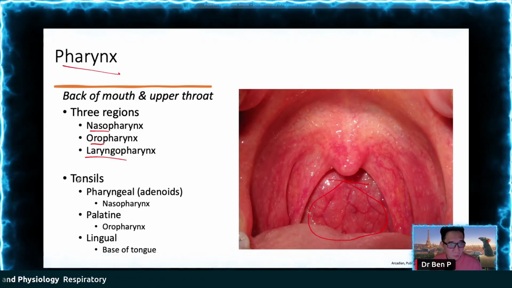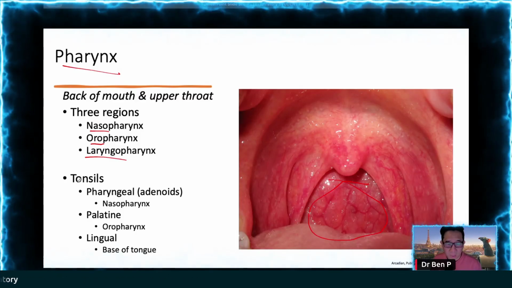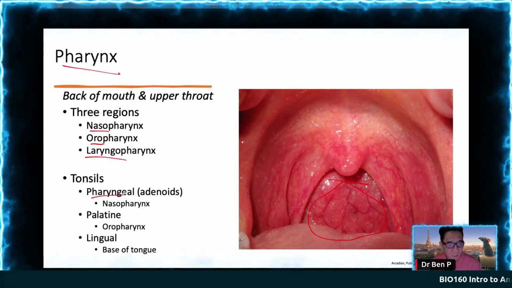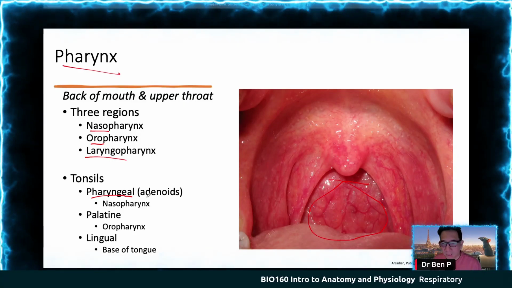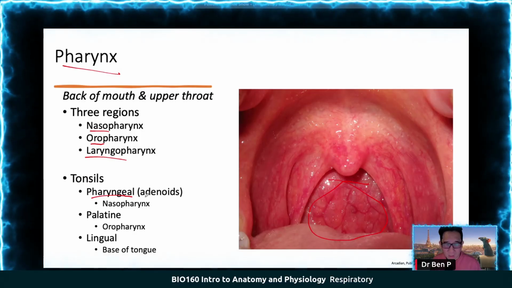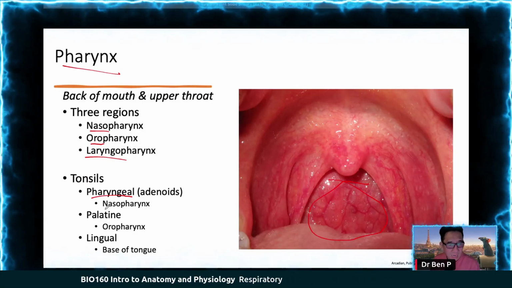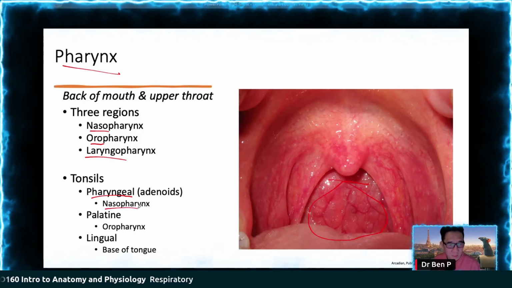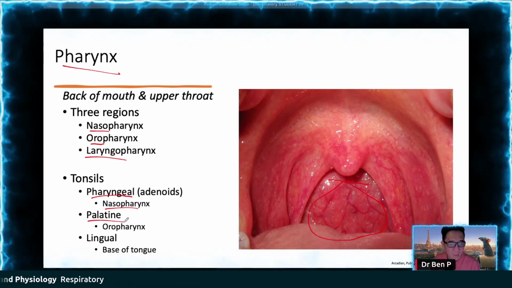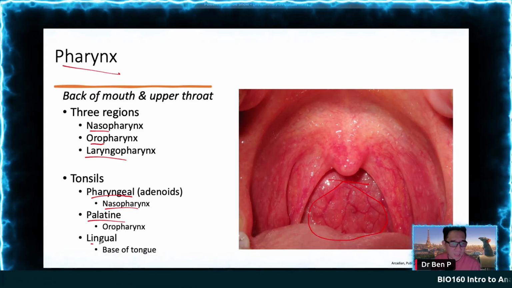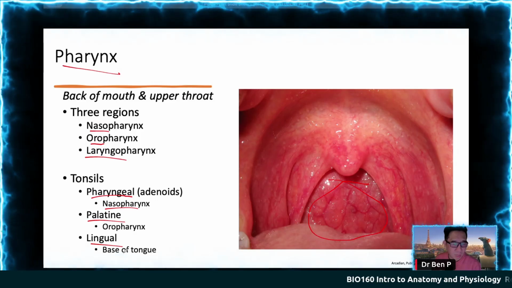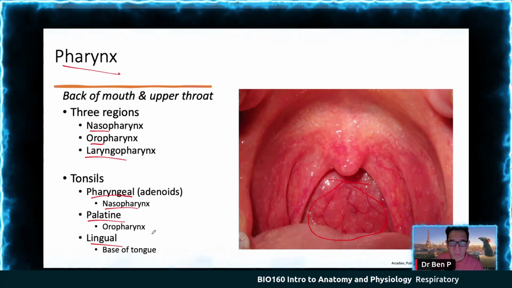You also have tonsils, something to note as well. You have three different tonsils here. The pharyngeal tonsil, which is called the adenoid tonsil, which I'll show you in a picture on the next slide. That's part of your nasopharynx, a little bit higher. Then you have the palatine tonsil, which is part of your oropharynx. And then you have the lingual tonsil, which is by the base of your tongue.